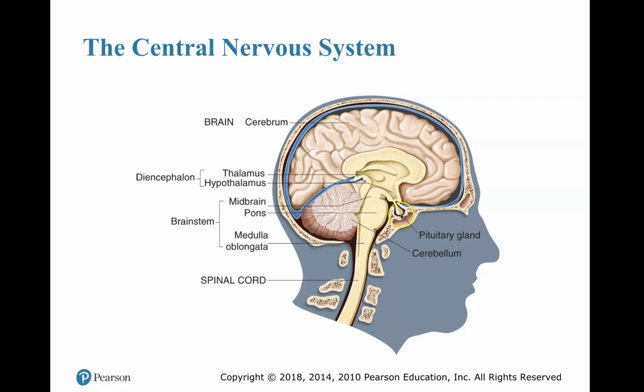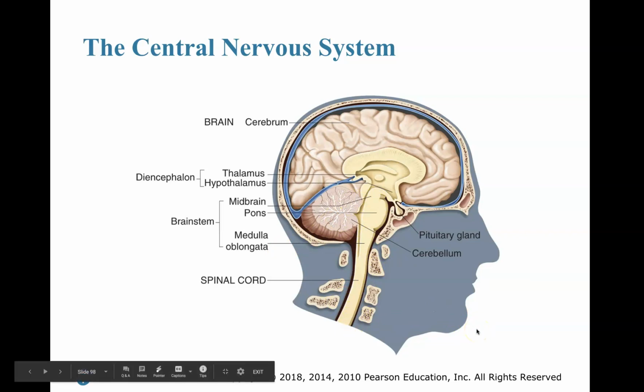We also have the pituitary gland and the cerebellum. Don't get the cerebellum confused with the cerebrum. Cerebellum is different. See these little nerves through here called the tree of life. And then we have the spinal cord. So the brain, the brainstem, and the spinal cord make up the central nervous system. Don't forget, the spinal cord doesn't just stop here. It goes all the way down to our sacral region.